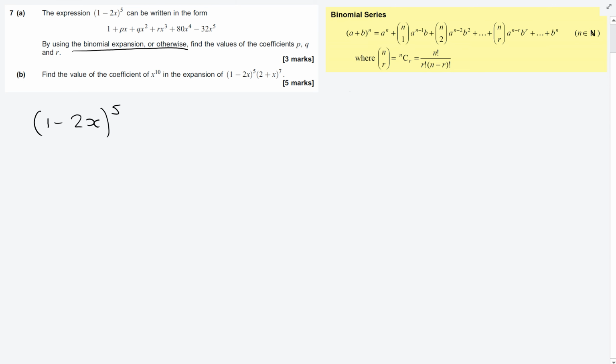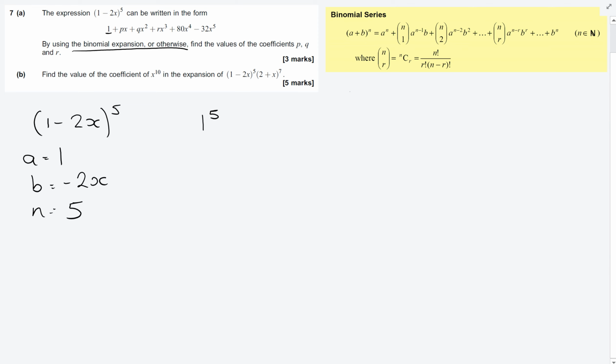So the first term is a to the n. Just if you need to, write out that your a is 1 and that your b is minus 2x. And n in this case is 5. So the first term is a to the n, so 1 to the power of 5. So that's the 1 that they've got there.